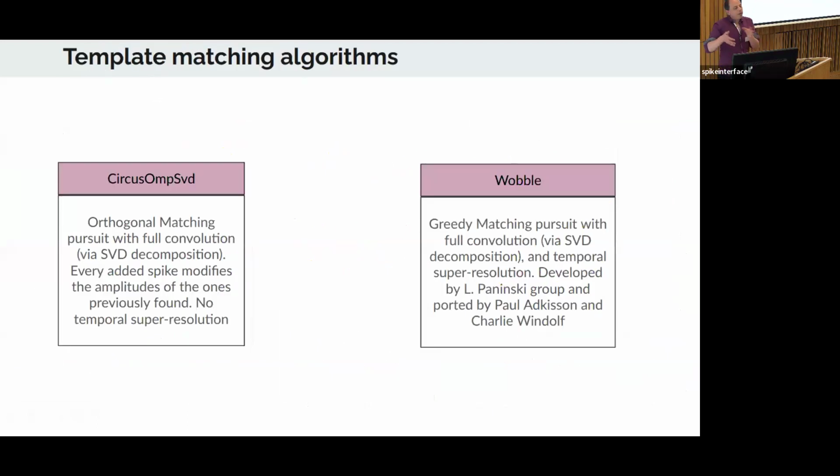Now, let's go to the template matching step, because here, again, these days, two different options are available. So Circus has implemented a full orthogonal matching pursuit algorithm, mathematically solving the collision as much as it can, I would say. And there is something coming from the YASS pipeline, and it's very similar to what Kilosort is doing. Actually, it's called the wobble. We call that a wobble. Those two methods have been implemented in SpikeInterface. It's a full deconvolution with temporal super resolution, actually. And Charlie helped Atkinson to port that.